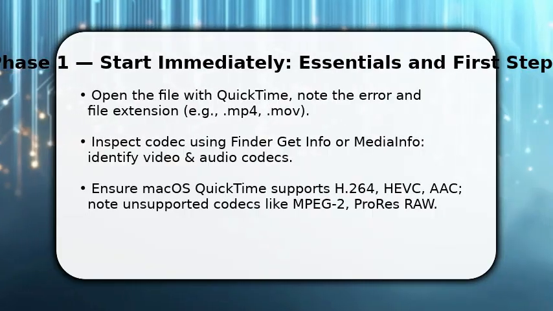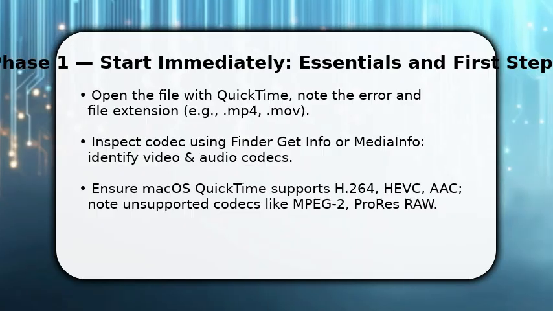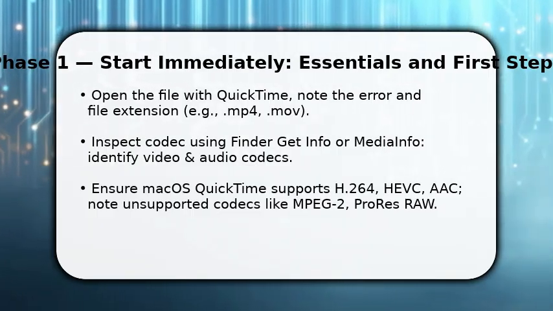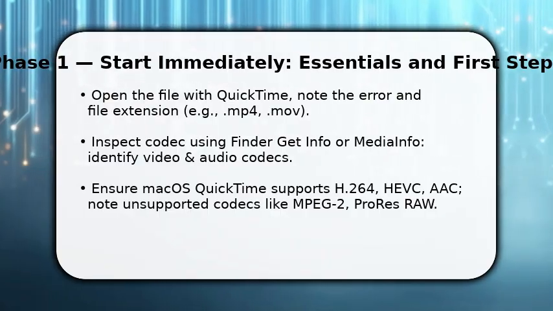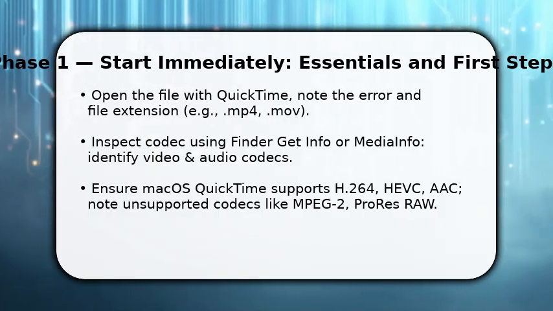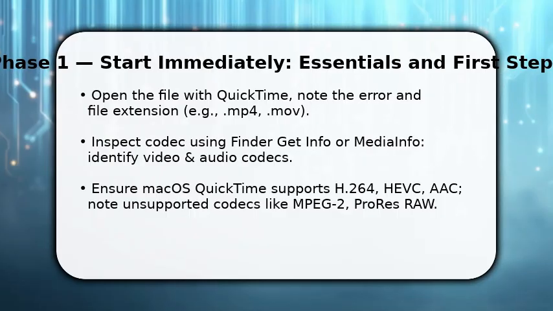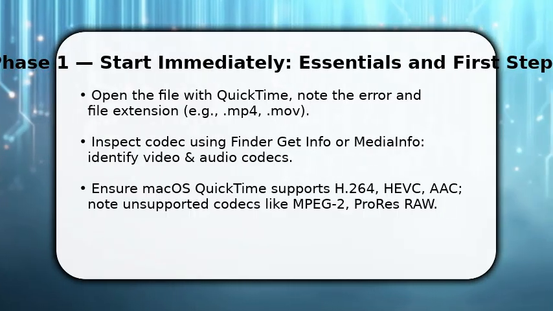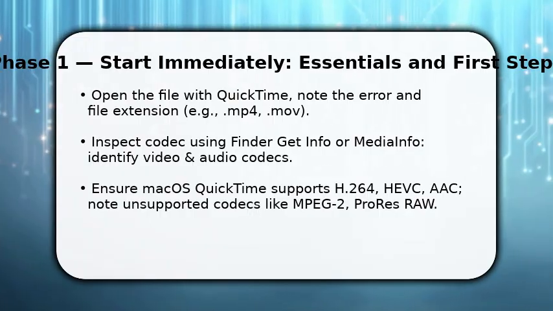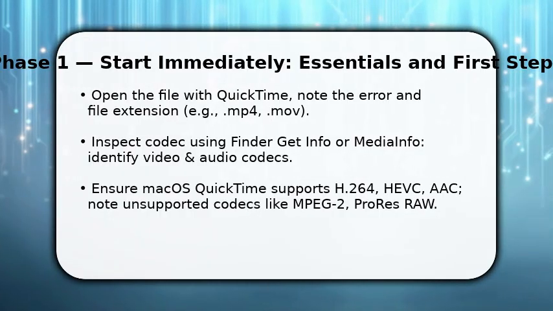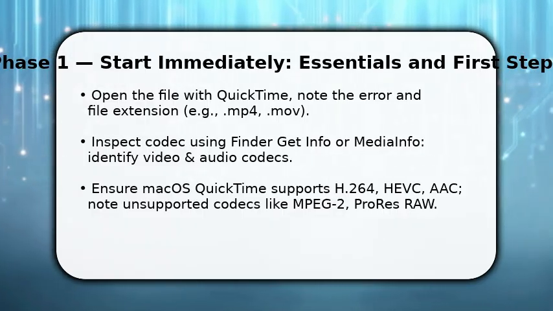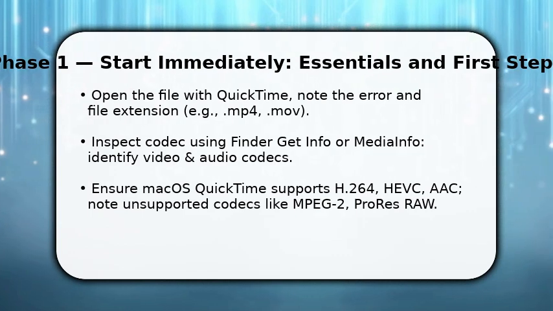You start by confirming exactly what QuickTime sees, open the file and read the error, then check the extension. Next, inspect the codec details with Finder Get Info or Media Info so you know why playback fails. This matters because QuickTime supports H.264, HEVC, and AAC natively, but not every codec. Once you have the codec name, you can choose whether to transcode, install a compatible codec, or remux the container. These decisions determine the next steps.